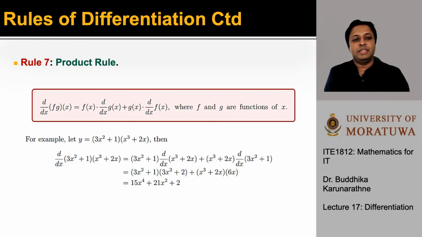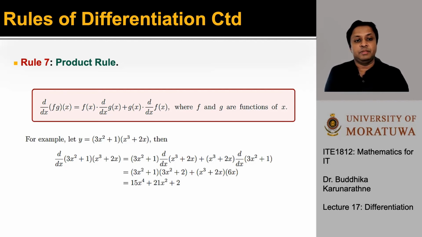So when we have d over dx of f(x) times g(x), that means f(x) times g(x), we can write this derivative as f(x) times d over dx g(x) plus g(x) times d over dx f(x). So here you see the relationship for the product. You cannot simply take the product of the derivatives. In this case, you have to use this rule when you have a product of two functions.